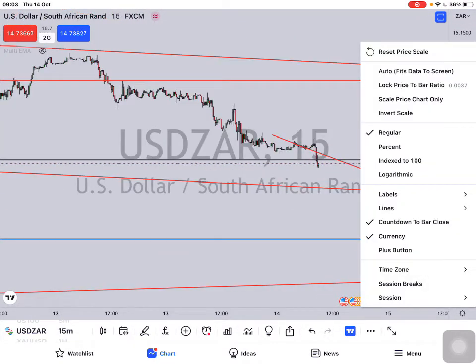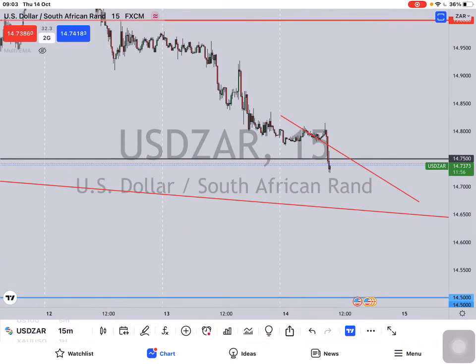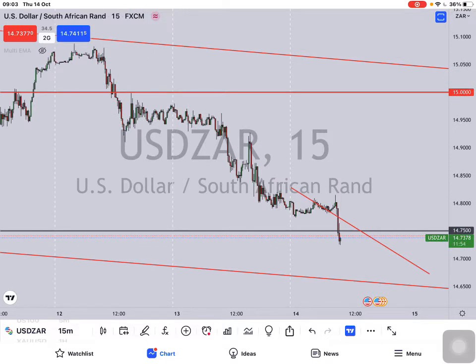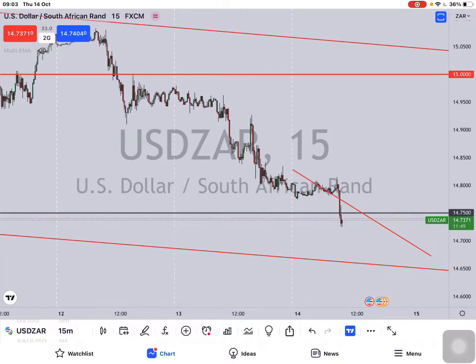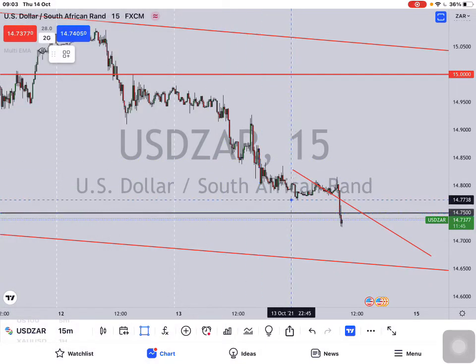What I'm going to add to the chart is session breaks. Now this represents on the M15 basically one whole day of movement. In between these white dotted lines, that's a full day of movement. Now there's one thing I'm going to add again here, which is my Asian range.